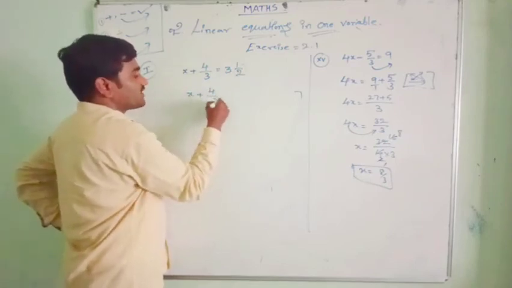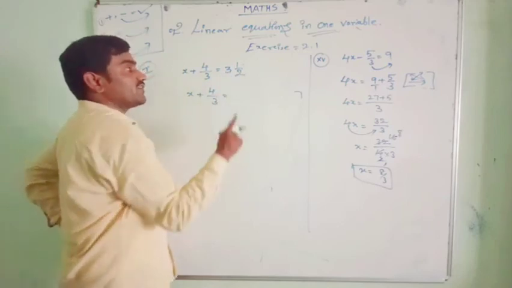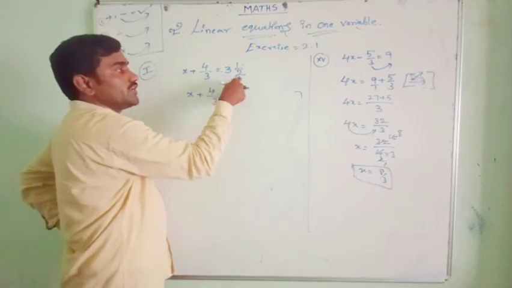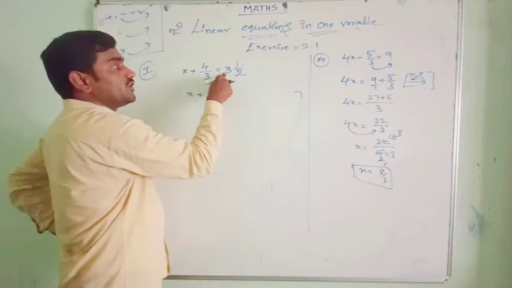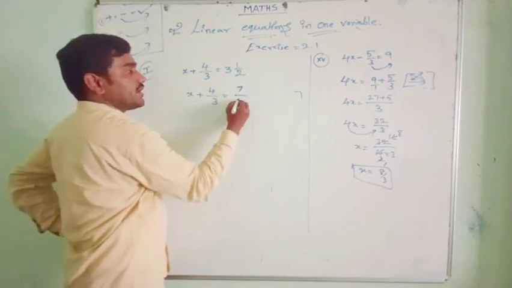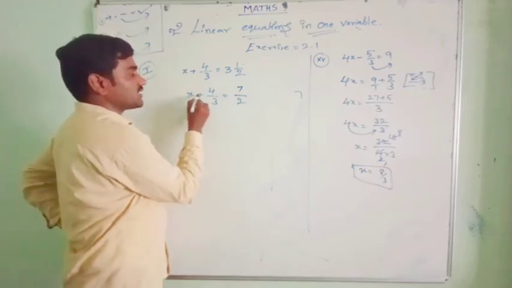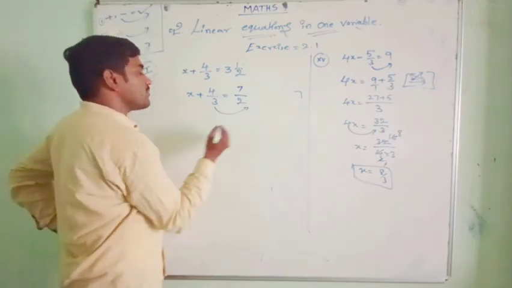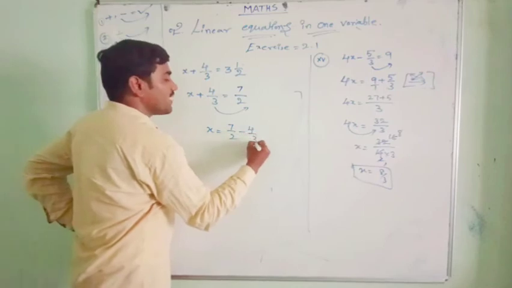Here let us change it to the improper fraction. What we need to do: denominator into whole part plus numerator, by the same denominator. 2 into 3 is 6, plus 1 is 7, by the same denominator 2. So simple. Now this 4 by 3 is connected to this. How is it connected? Plus. The plus term, if you transfer to the other side, becomes a minus. So x equal to 7 by 2 minus 4 by 3.